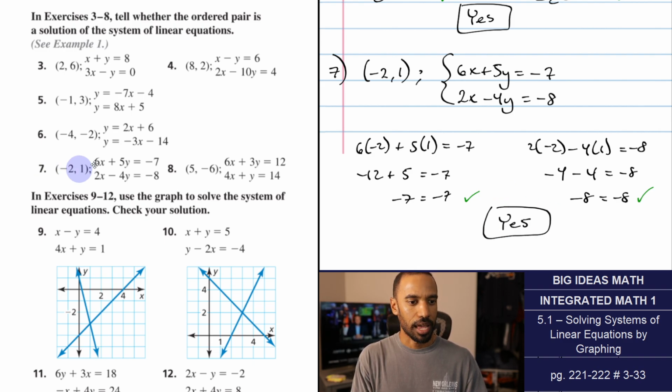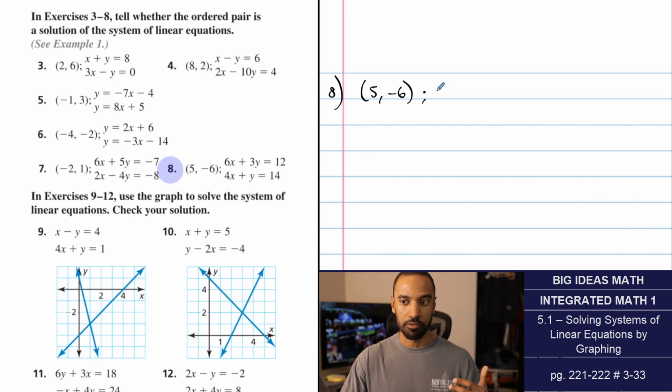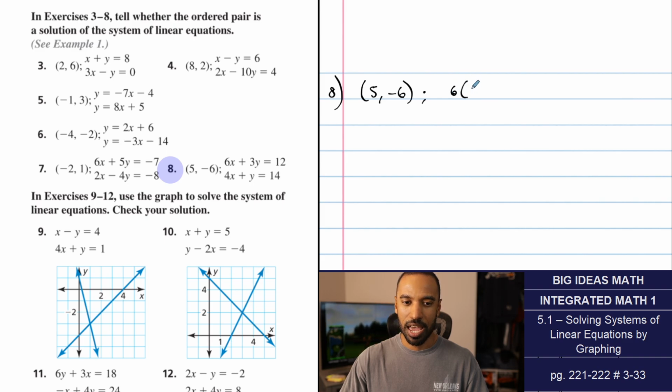Number 8, I'm actually hoping to get one where the top equation doesn't work so I can say, abandon ship, you're done. Let's see if number 8 is exactly that. Because after this, I'm only expecting that I'm going to get the right answer for myself, so you won't see any other instances of no. You know what I mean? So 6 times 5 plus 3 times -6 equals 12.